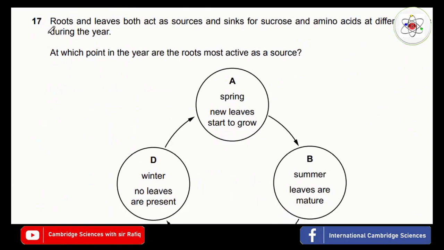Coming to question number 17, roots and leaves both act as sources and sinks for sucrose and amino acids at different times during the year. At which point in the year are the roots most active as a source? We should know that when new leaves start to grow, it is most likely that the roots need to be active. So our answer should be A.